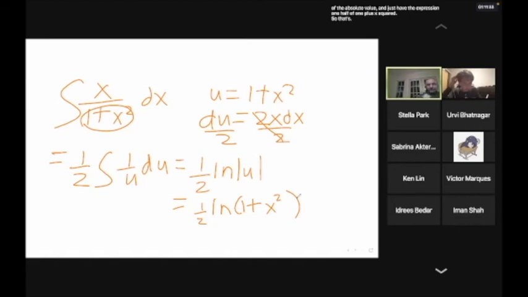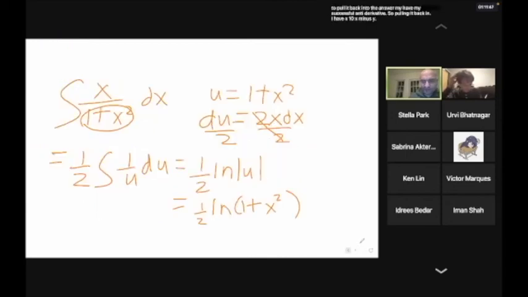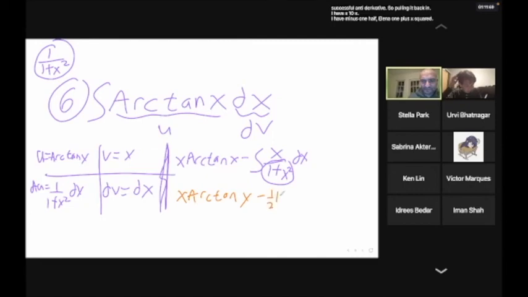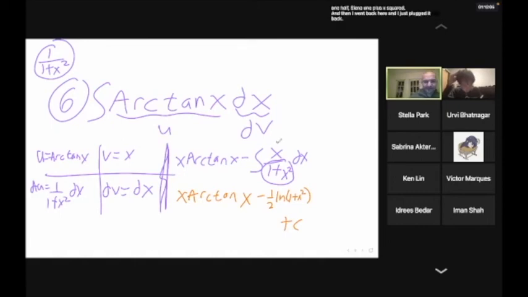So that's the antiderivative, and now I'm going to pull it back into the answer, and I have my successful antiderivative. Pulling it back in, I have x arctan x minus 1/2 ln of 1 plus x squared, and I should put my plus c. So that would be the full antiderivative here. Bringing you back here, that's how I achieved the 1/2 ln of 1 plus x squared, and then I plugged it back into where that was.